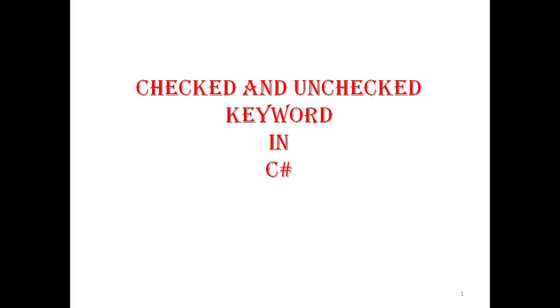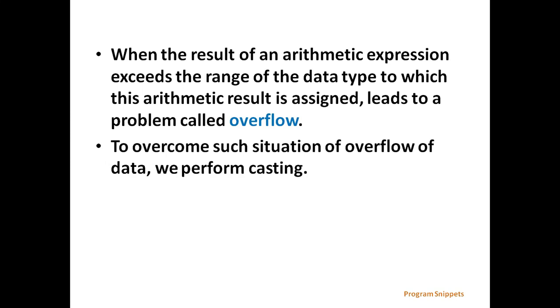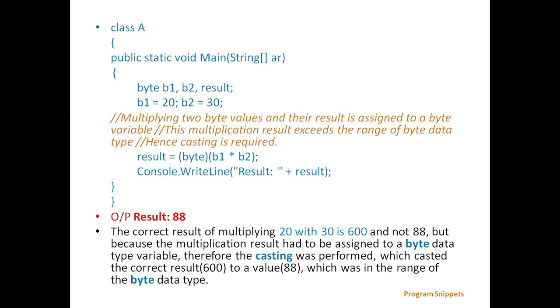Here we will see checked and unchecked keyword in C#. When the result of an arithmetic expression exceeds the range of the data type to which this arithmetic result is assigned, it leads to a problem called overflow. To overcome such situations of overflow of data, we perform casting. Here we will see one example.